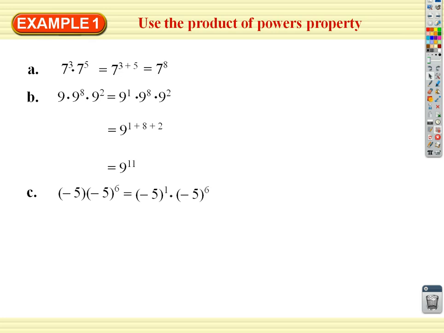All right, we'll take a look at C here. We've got negative 5 times negative 5 to the 6th power. We have 1 negative 5, and the base can be a negative number. It doesn't have to be a positive number. So how many times are we multiplying negative 5 here? We have the same base. We're multiplying it 1 time, and then 6 times, so altogether we're multiplying it 7 times. And the same will hold true with variables. If I multiply x 4 times and x 3 times, altogether I'm multiplying x 7 times.